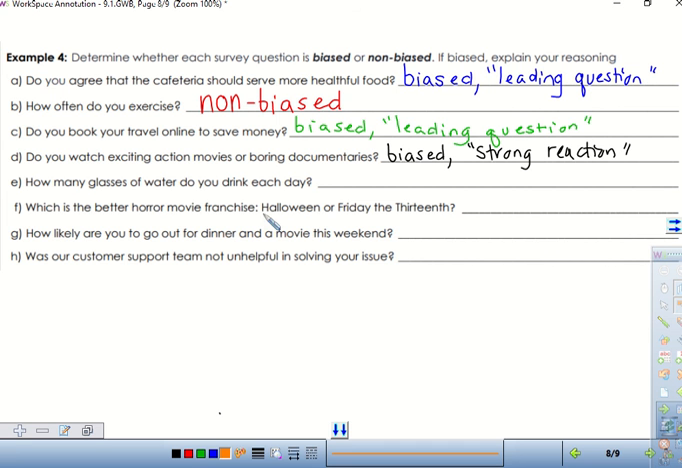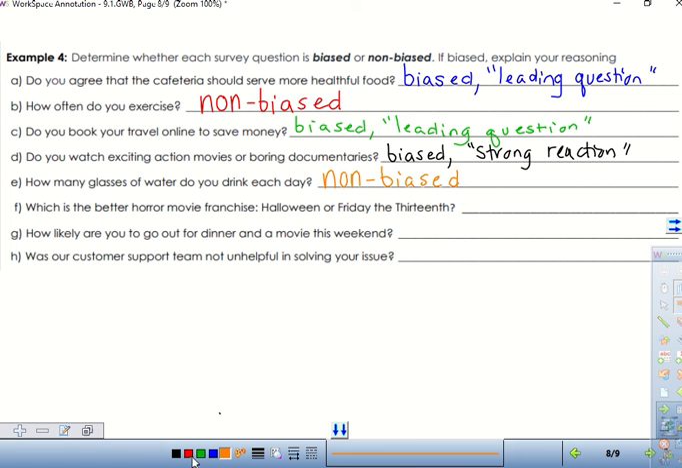How many glasses of water do you drink each day? We're asking a random population. That's non-biased. Good, this is non-biased. Unless I went to a water factory, I don't know. Unless I went to the Dasani bottling company. I mean, people should not drink water. People don't deserve water.